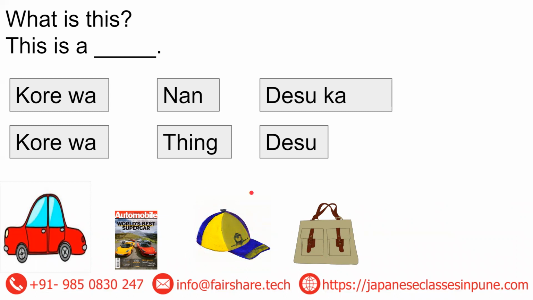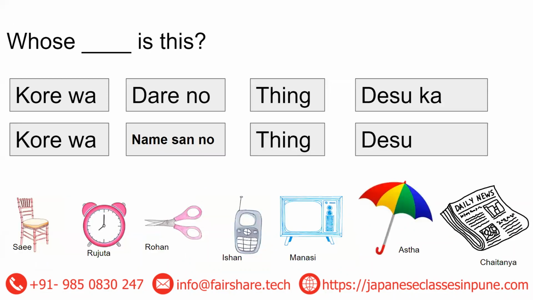So yeah, I hope you understood when someone asks what is this, or when you want to ask what is this, you get an answer, kore wa nani nani desu, in that form. Now you already know what the thing is. Aapko pata hai ye kya cheez hai, okay? You know that's an umbrella, that's a TV, phone, whatever.